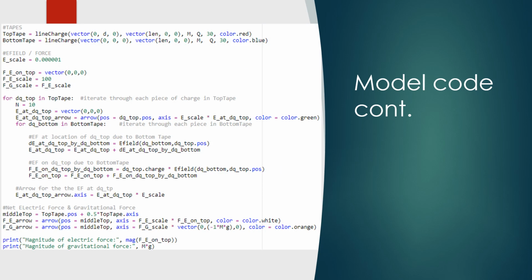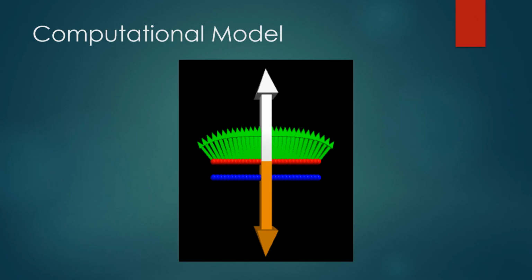In this last part of the code, we have a loop that acts as a way to demonstrate the concept of superposition. The loop goes through each segment, in which there are 30 of them, and adds the electric field of each one to get the total electric field of the tape. The arrows are then made to show the electric and gravitational forces. Then finally, the code will print out the magnitude of the electric force and the gravitational force of the tape.